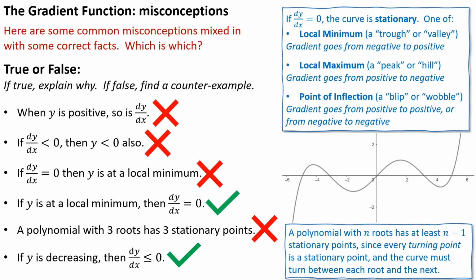The last thing I promised: a polynomial with n roots has at least n-1 stationary points. So this is a statement that is true. Look at our example just above. We've got 5 roots and 4 stationary points, and it wouldn't be possible for us to have any fewer than 4 for a polynomial because, for a start, if a polynomial crosses in 2 places, then at some point it has to turn in between.